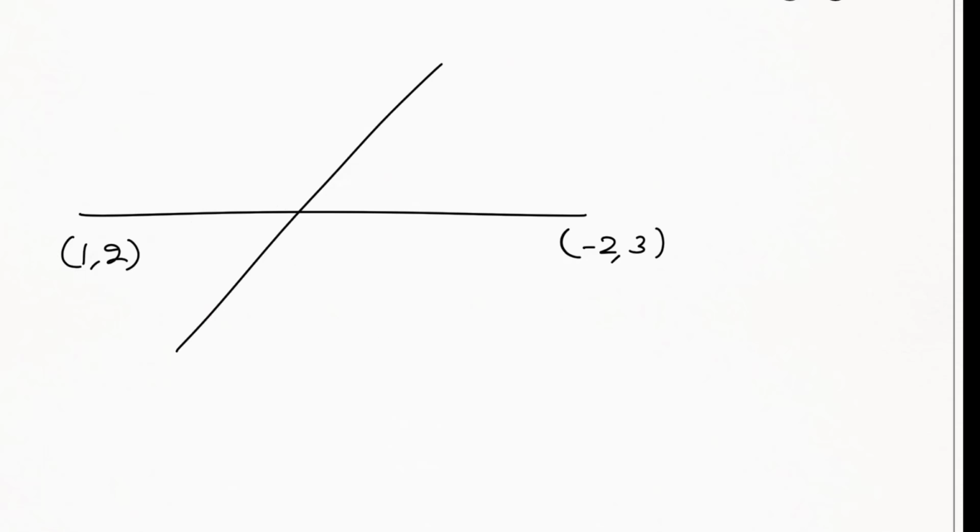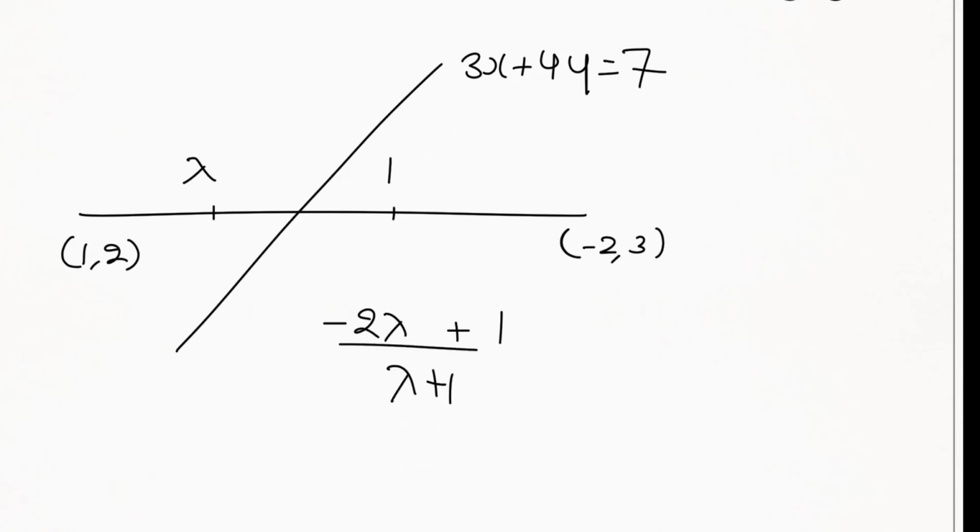This one is 3x plus 4y, but slowly you will get to know the meaning of this equation and how to plot the slope and those things. All right, we have to find the ratio in which this line is dividing. Let's assume it is lambda is to 1. By cross multiplication, the x-coordinate is (-2 lambda plus 1) over (lambda plus 1), and the y-coordinate is (3 lambda plus 2) over (lambda plus 1). These are the 2 coordinates, and since this point is on this line, it will satisfy the equation, right?